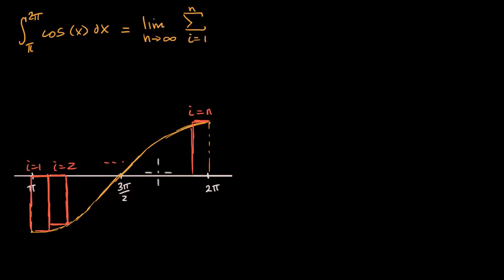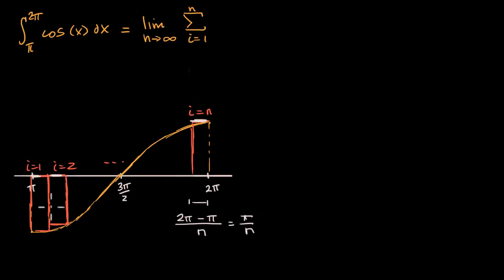And so let's first think about it. What is the width of each of these rectangles going to be? Well, I am taking this interval from pi to 2 pi, and I'm going to divide it into n equal intervals. So the width of each of these is going to be 2 pi minus pi. So I'm just taking the difference between my bounds of integration, and I am dividing by n, which is equal to pi over n. So that's the width of each of these. That's pi over n. This is pi over n. This is pi over n.